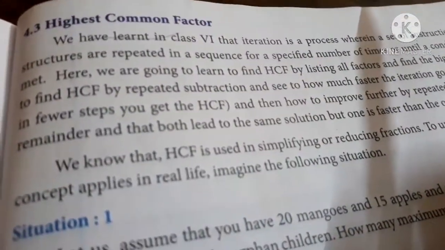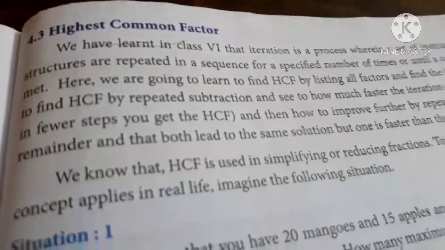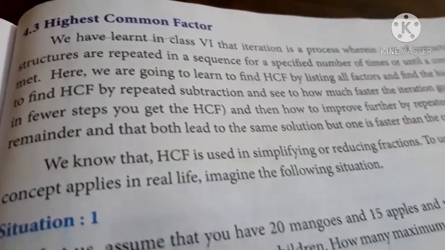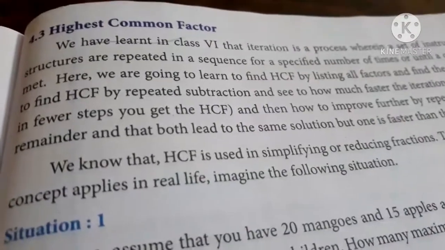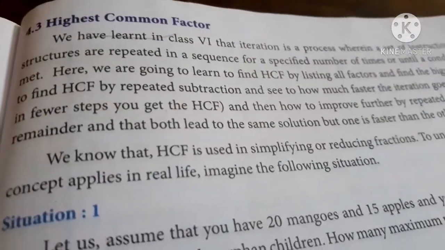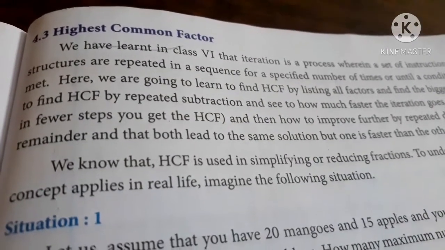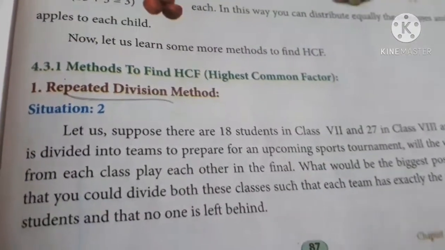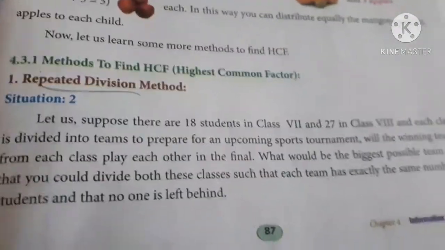We already know how to find the highest common factor, that is HCF. We have already learned this in the previous classes, 5th, 6th, 7th. So we are going to see another method of how to calculate the highest common factor. The first method is the repeated division method. How to do this, I'll tell you.